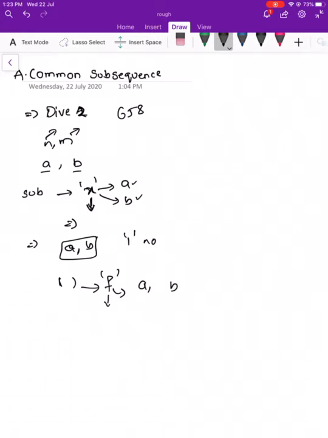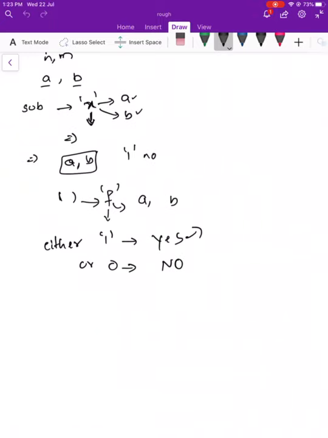And since we require the smallest subsequence possible, it will be either 1 or 0. If it is 1, the answer is yes, and if it is 0, then it is no. In case of yes, we have to find at least one letter which is common to both sequence A and B, and we can easily find it with a hash table.